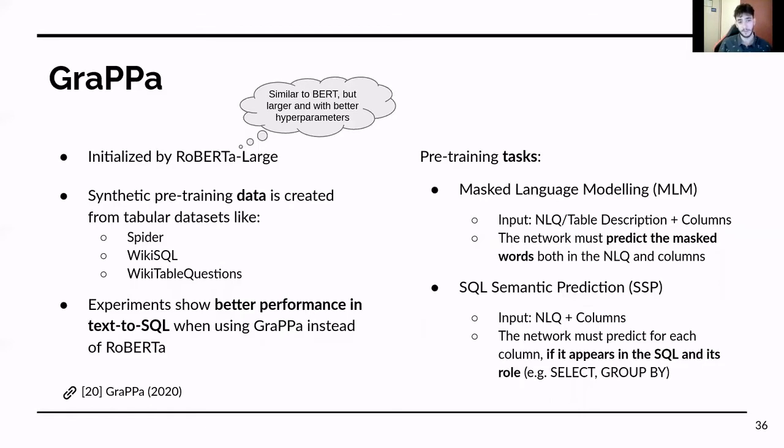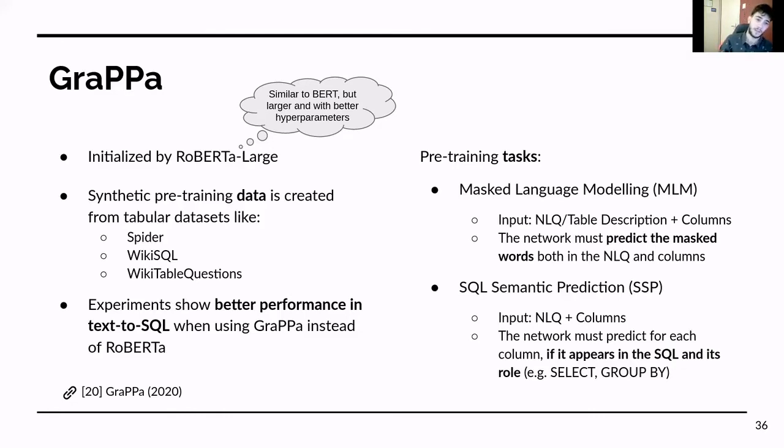And as I mentioned earlier, there are a lot of variations of language models, and some models have been pre-trained specifically to handle tabular data. Grappa is such an example. It is initialized by RoBERTa Large, which is a language model very similar to BERT. It has two main differences. It is larger, it has more parameters, and it is pre-trained with different choices of hyperparameters, which its creators show achieves better results this way.